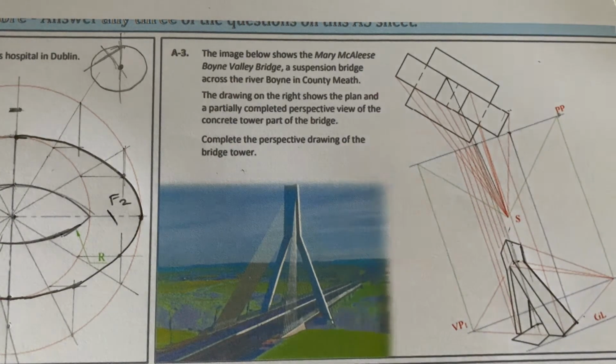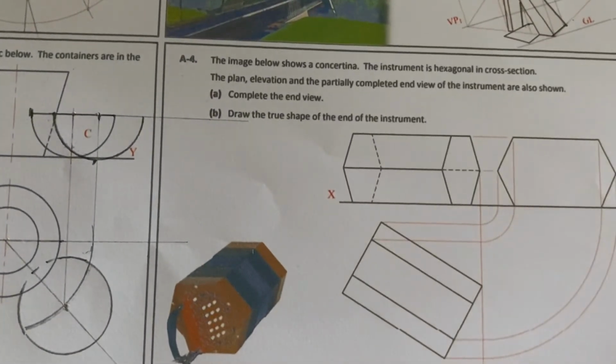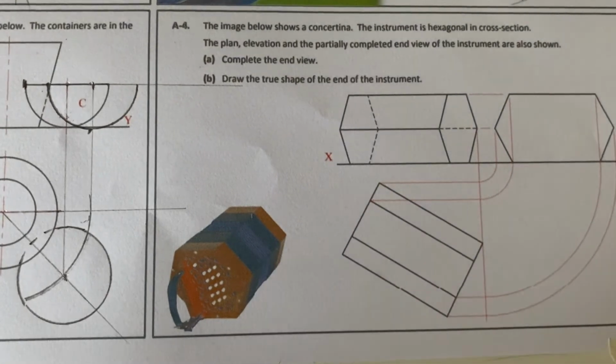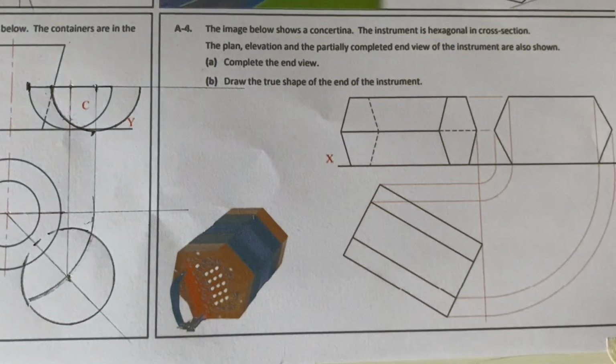The last one then, A4. We're given the image below shows a concertina. The instrument is hexagonal in cross section. The plan, elevation and partially completed end view of the instrument are also shown. Part A, complete the end view.